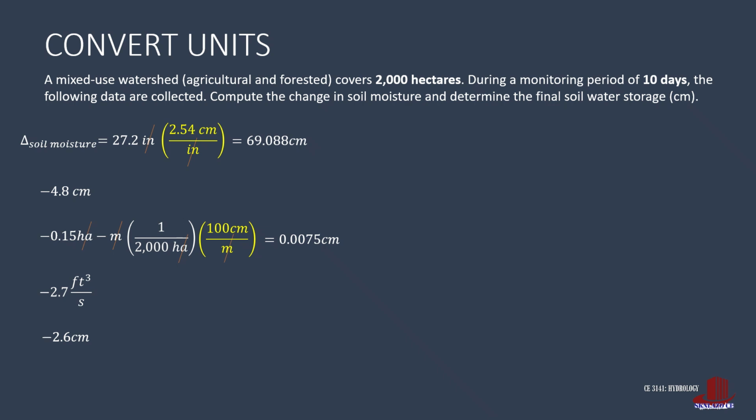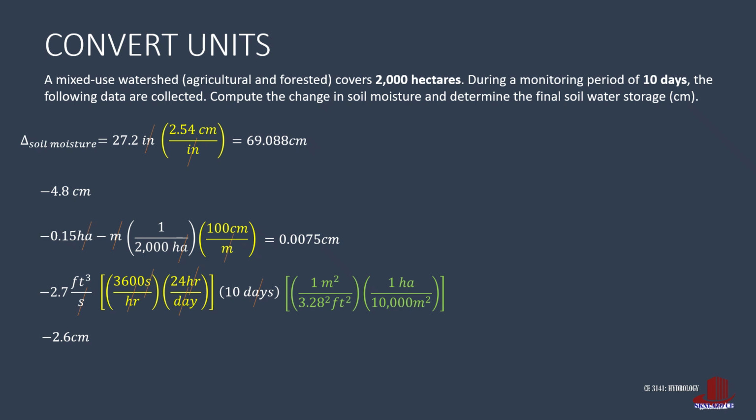The next term to convert is 2.7 cubic feet per second. First is to take out seconds, and that is done by multiplying 3,600 seconds per hour and 24 hours per day. Then to cancel day, multiply the duration of 10 days. This takes out the time from the parameter. Next is cubic feet. We're multiplying the square of 3.28 feet per meter, then 10,000 square meters for a hectare to meet the unit for the catchment area, which is 2,000 hectares.